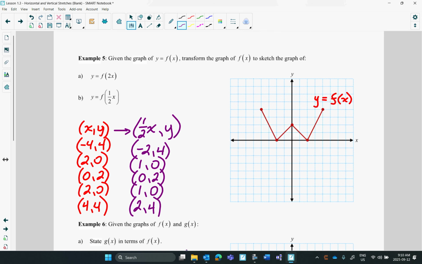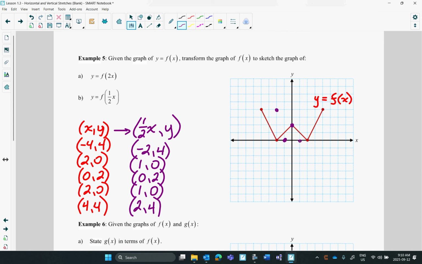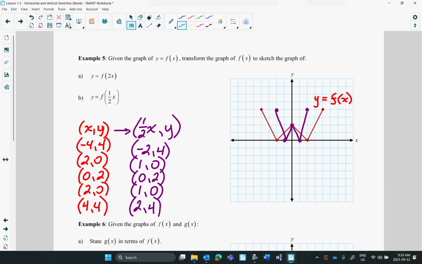Plot all those points. So we get -2, 4, 1, 0, 0, 2, 1, 0 again, and 2, 4. And it looks like that. So notice, even though it's 2 in the equation, when we do the actual horizontal stretch, it compresses. So this is y equals f of 2x.